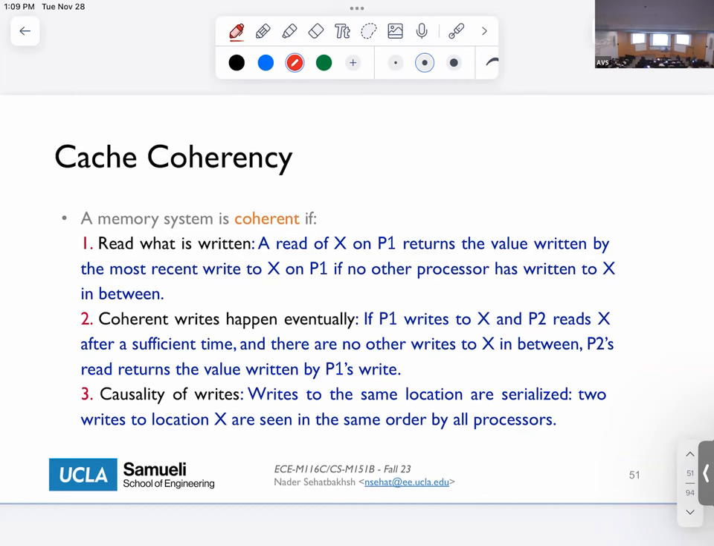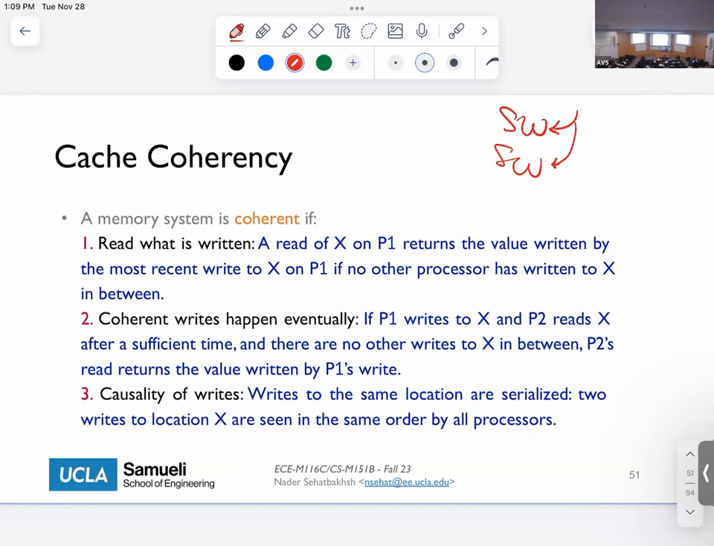The second thing is that we have to see causality of writes, right? Which means that if I have two consecutive writes, then I have to see this first, and then I have to see this next. If I see them the other way around, then I'm going to have a non-coherent system, right?